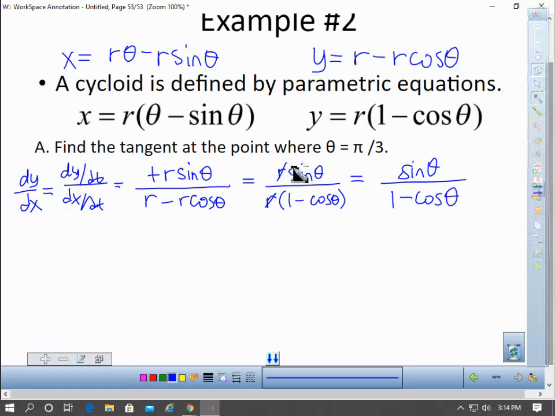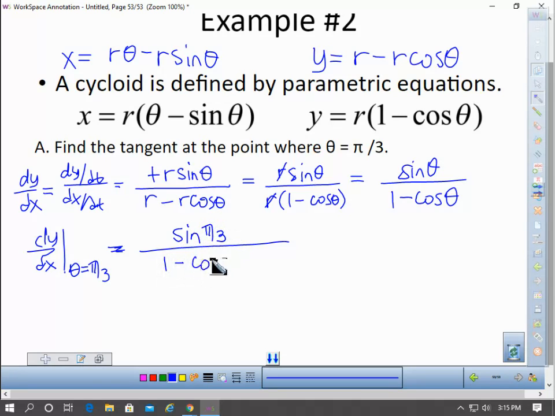So it says find the tangent where theta is pi over 3. So all we got to do is plug in theta equals pi over 3. That's all I got to do. So I'm just taking the derivative and plugging in theta is pi over 3. So I'm going to do the sine of pi over 3, over 1 minus the cosine of pi over 3.